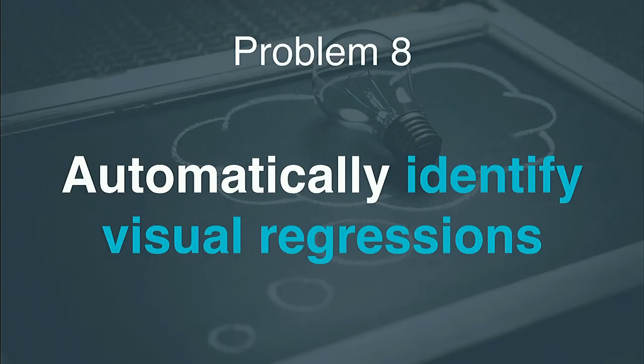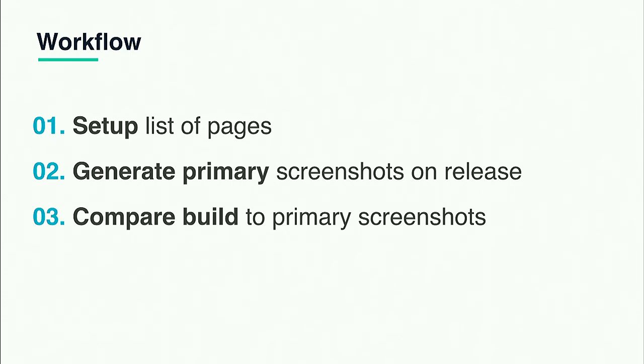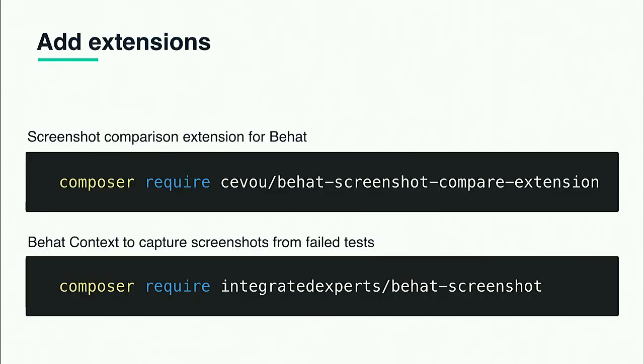So we started working on the regression testing. It's really simple in implementation. However, it might be very difficult in implementation as well. And here is the workflow of how we do that. First, we set up a list of pages that we would like to check for regressions. Second, we generate a list of screenshots from the primary environment. You may just have some dev server that you can treat as a primary environment. And whenever we generate new builds, we just compare these screenshots. We compare them using Behat extensions.